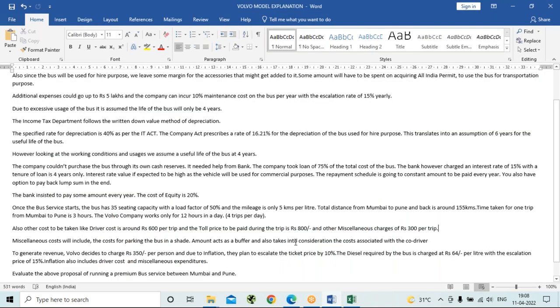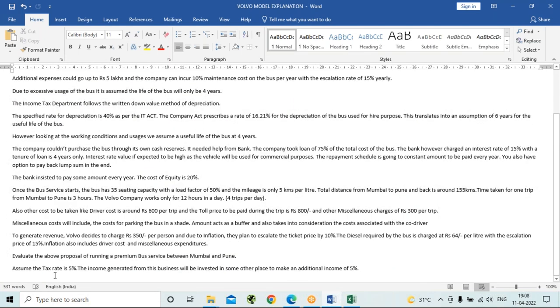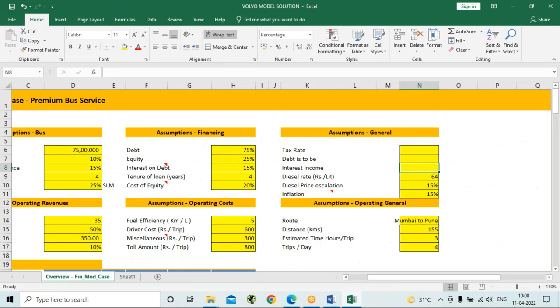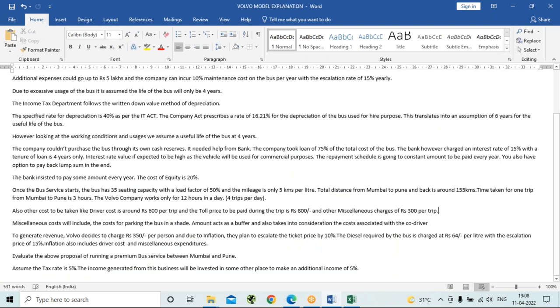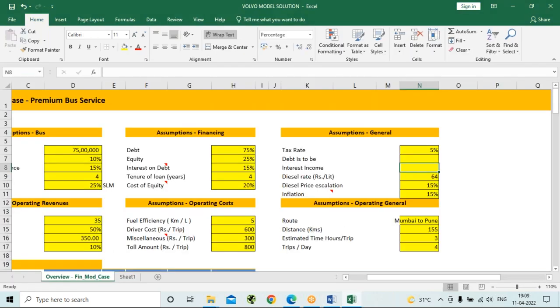Okay. Now, assume that the tax rate is 5%. And the interest income: the income generated from this business will be reinvested in some other business to make additional income at 5%. So whatever profit you receive through this business, you might invest that amount in something else and you may expect 5% income. Okay, so we will see how we can do the calculation on this.